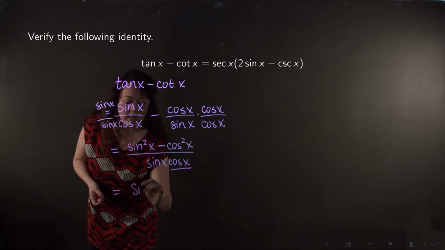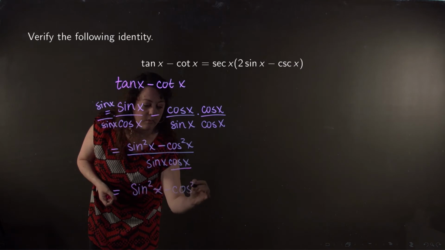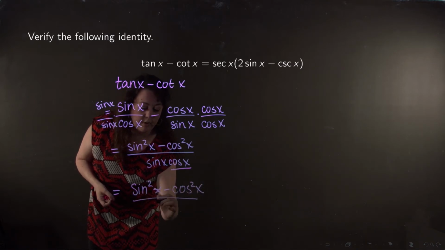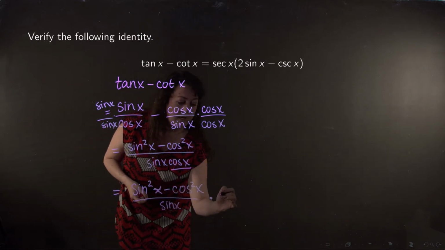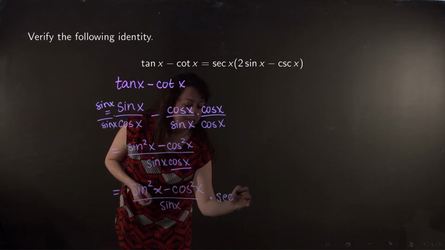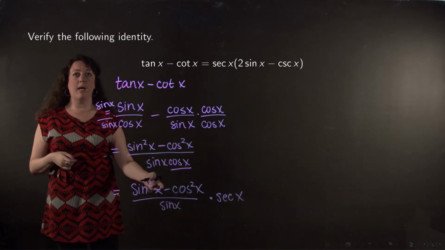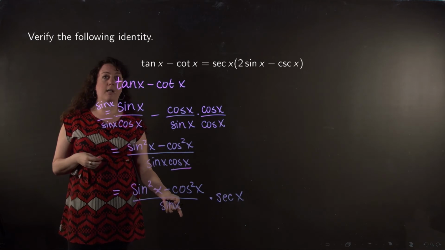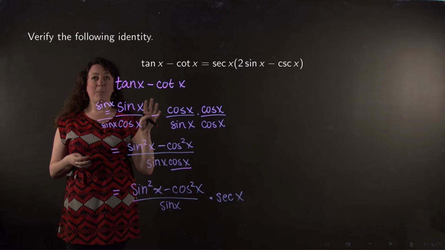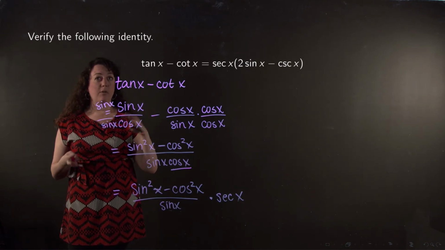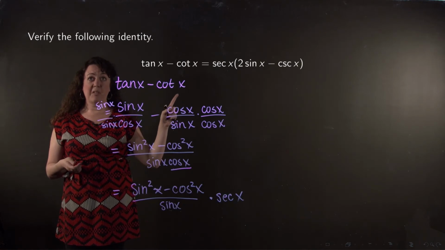Let's see, we have sine squared x minus cosine squared x over sine x. And then this is times, I have that secant that they wanted. All right, what next? So I have a sine x minus a cosine squared over a sine x. That's not quite what I want. So what piece is missing from what they asked for versus what I have? Well, I don't have a 2. I don't really know where that 2 is going to come from yet.